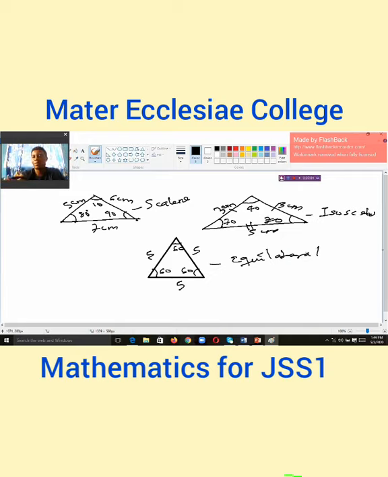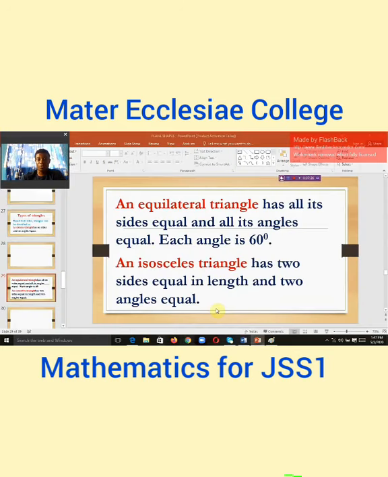They're not the same. For isosceles, the two legs are equal. That's two sides, opposite sides are equal. The base side is not equal to the two other sides, and then the base angles are also equal. So that is isosceles. And for equilateral triangle, all the sides and angles are equal. So back to the notes.